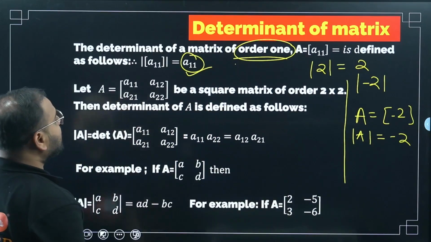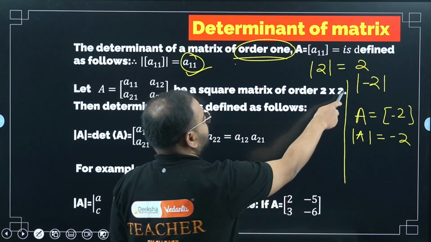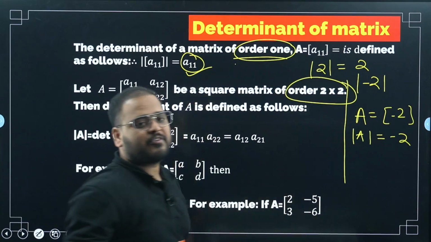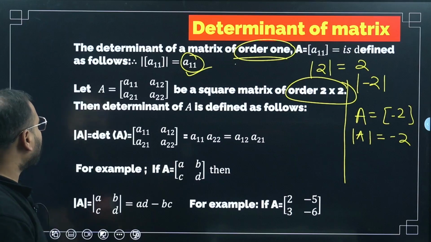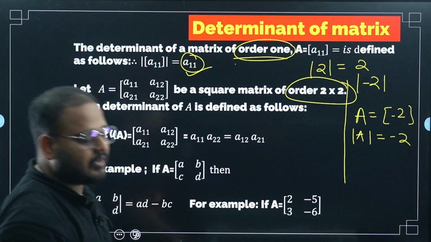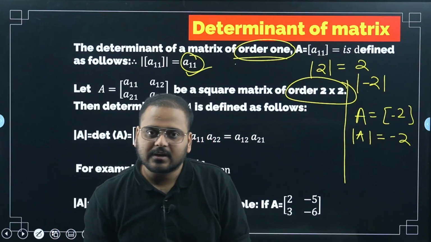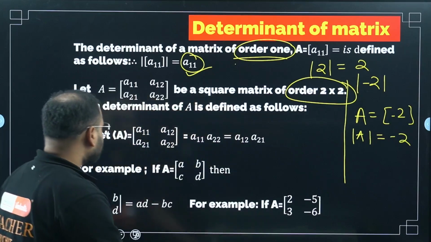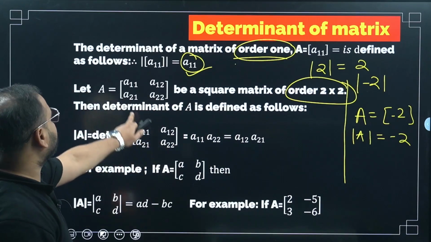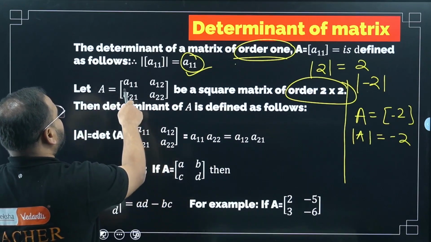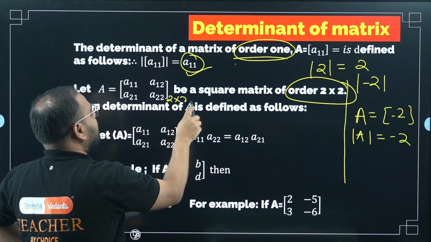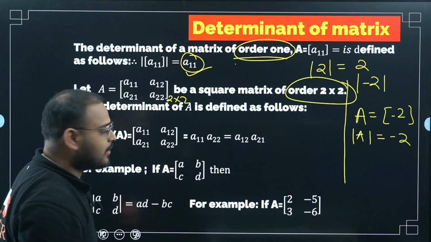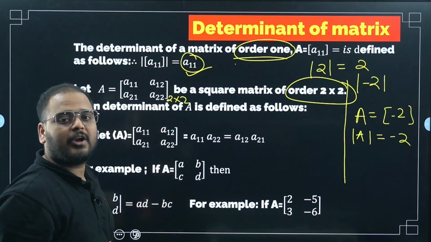What about a matrix of order 2 cross 2? How do we deal with it? Then we have rules, some approach we can use to get to our value. This is the way we write the 2 cross 2 matrix: a11, a12, a21, a22.